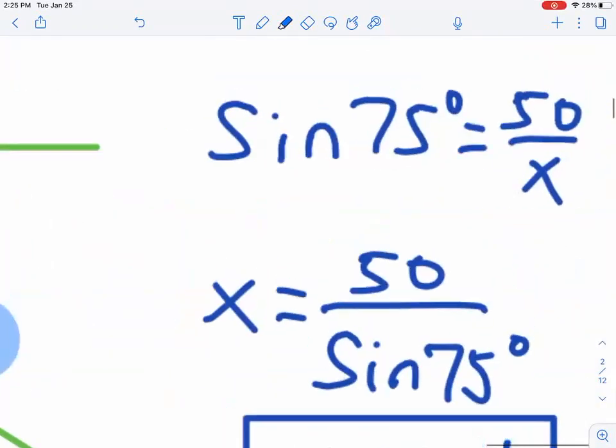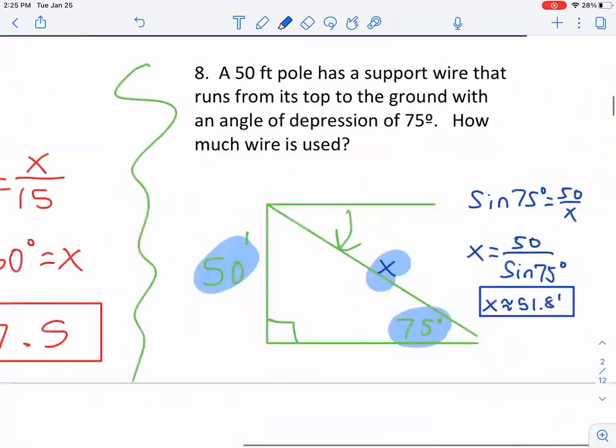Anything else? Sorry, guys, the screen is lagging behind a little bit.